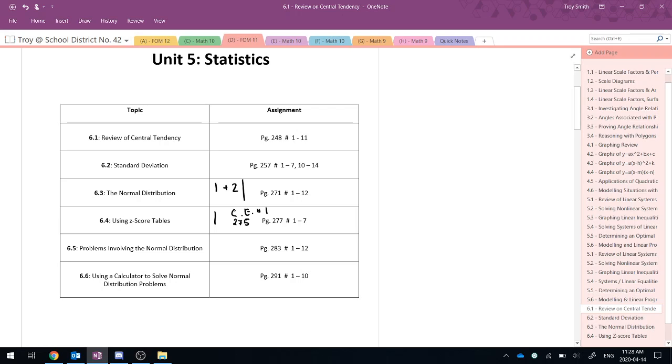Okay. So we'll be doing a lot more next week, but for now, just get comfortable with using those z-score tables.